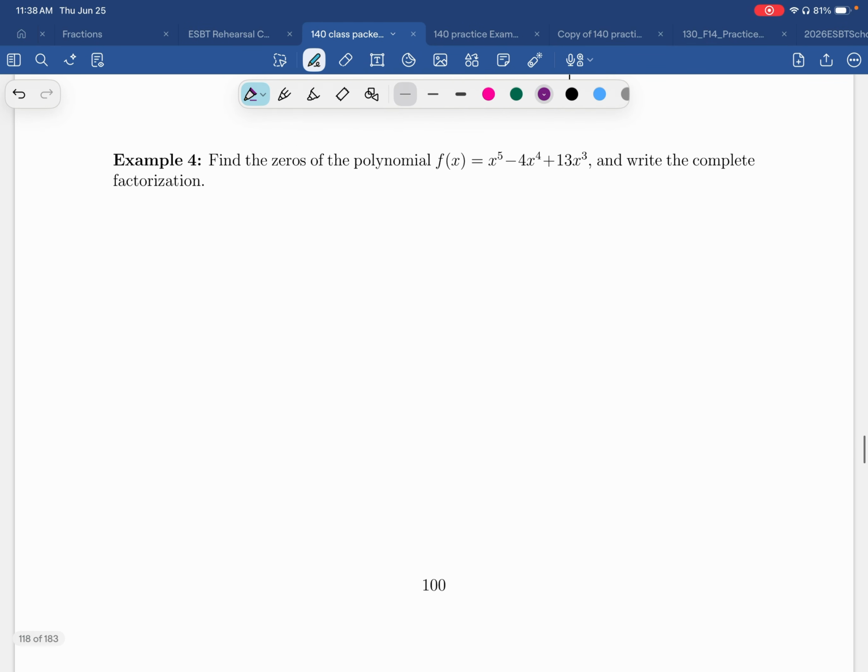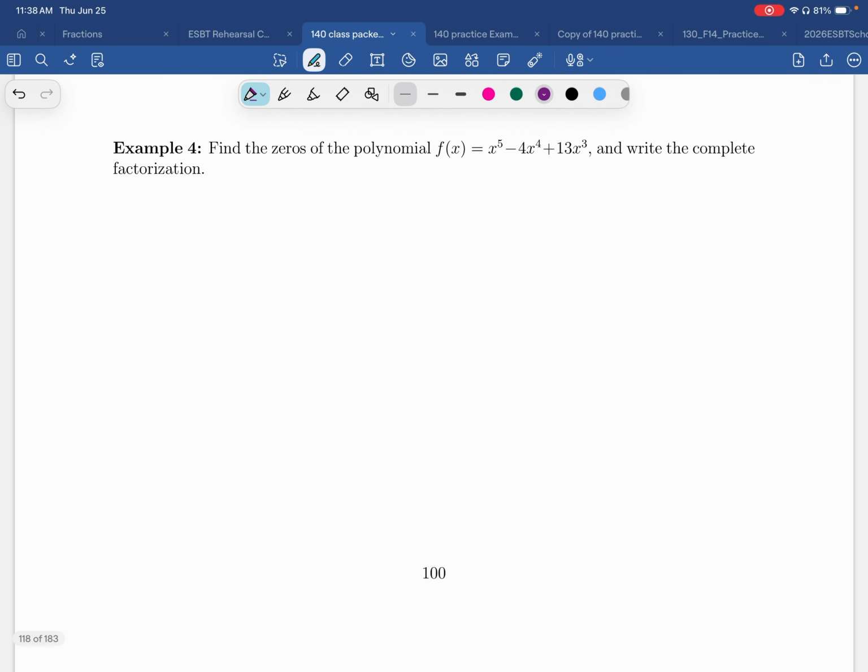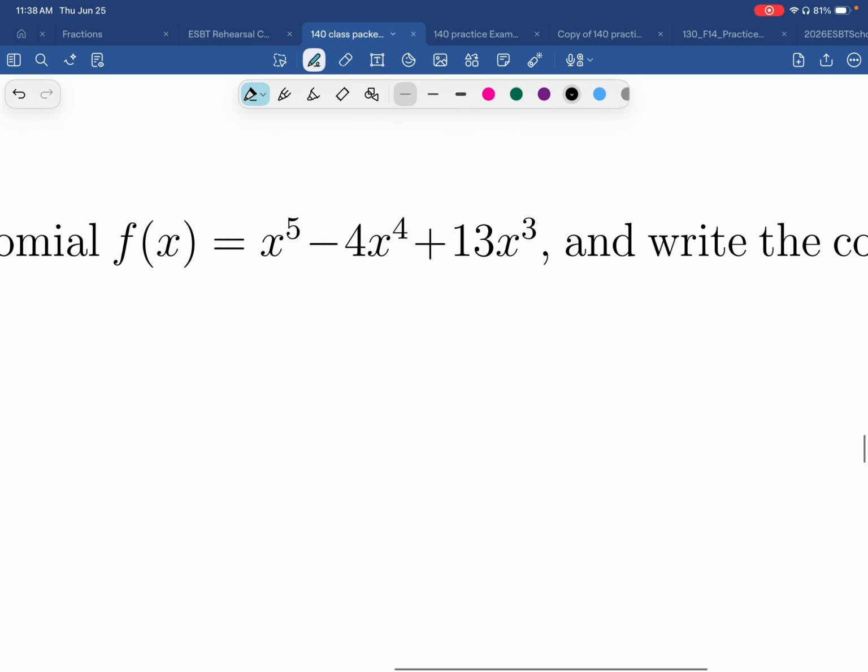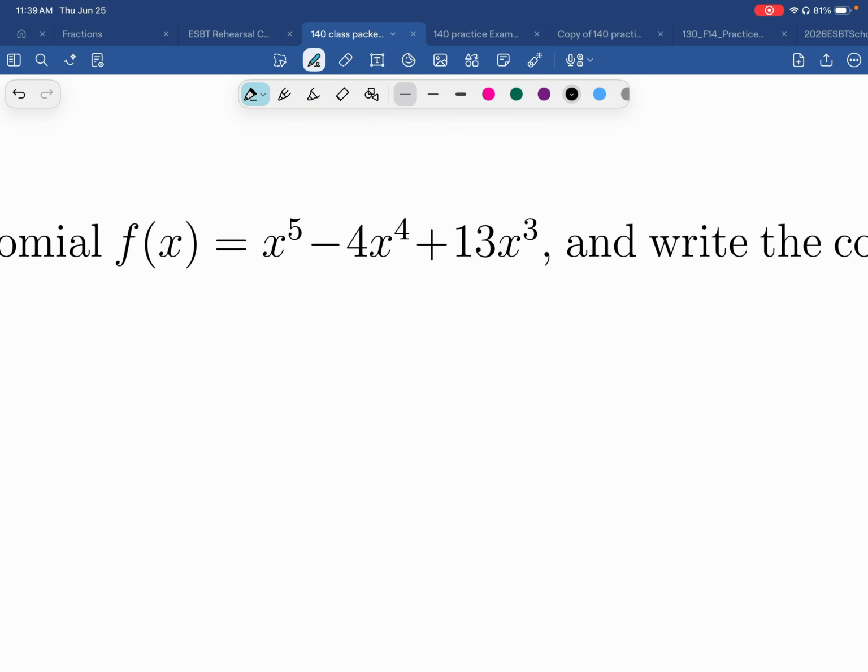All right, and last one for this lecture, we're going to find the zeros of the polynomial. We've got a fifth degree here. If we're going to find the zeros, that's linked to the factorization, and it also asked me to find the factorization. So we're going to start by factoring as much as we can. Each term has at least degree 3, so I can factor out x to the third. When I do that, I have x squared minus 4x plus 13 left over.